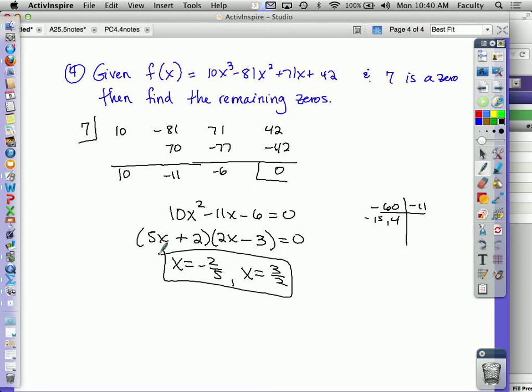If you're struggling with the factoring, you need to come in at lunch and get some extra help to get that ironed out, because that's now a skill that's assumed you're proficient with. And if you're not, that's a problem, and you need to take care of that problem, and I'm more than happy to help you, but I'm not going to reteach it again during our class.